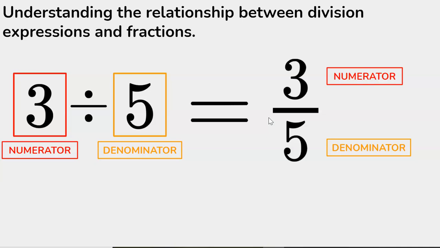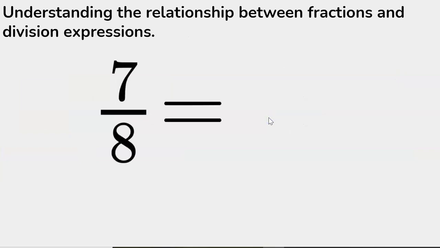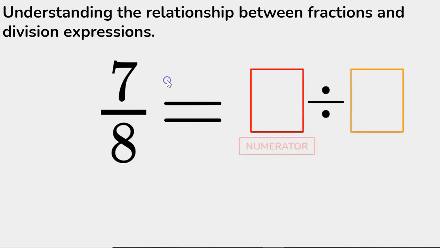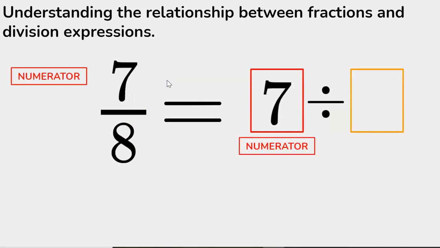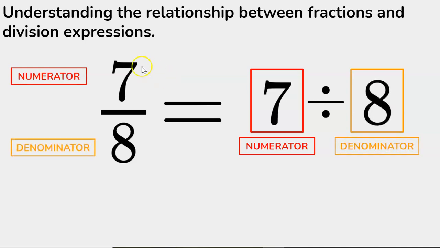We can show this the other way too. So we can start with a fraction like 7/8 and say, well, how could we write that as a division expression? Remember, our fraction bar can also mean divided by. So 7/8 could be rewritten as 7, our numerator, divided by our denominator, 8. 7/8 is the same thing as 7 divided by 8. This fraction bar can be read as divided by. These are the things we're going to look at today.